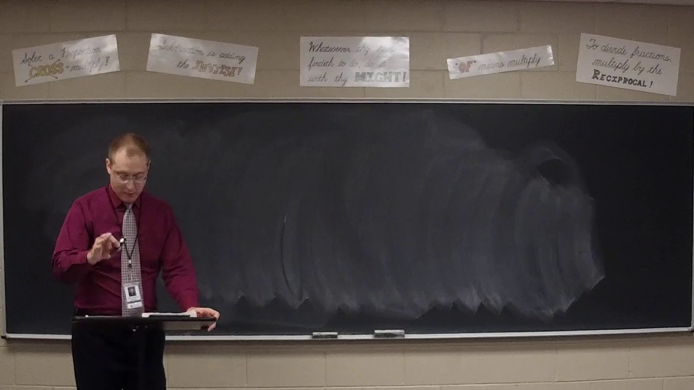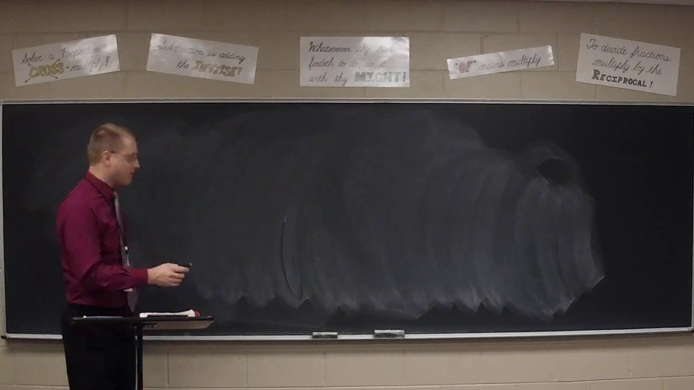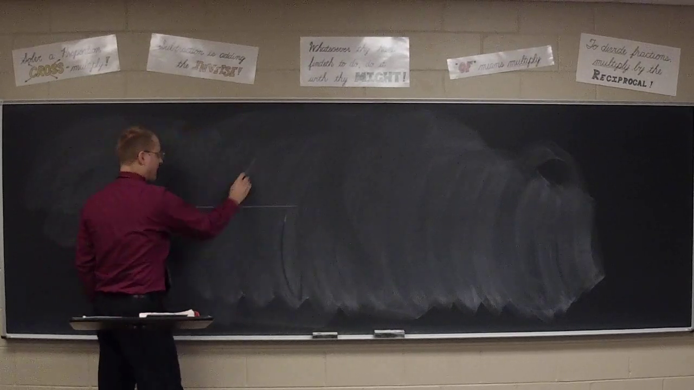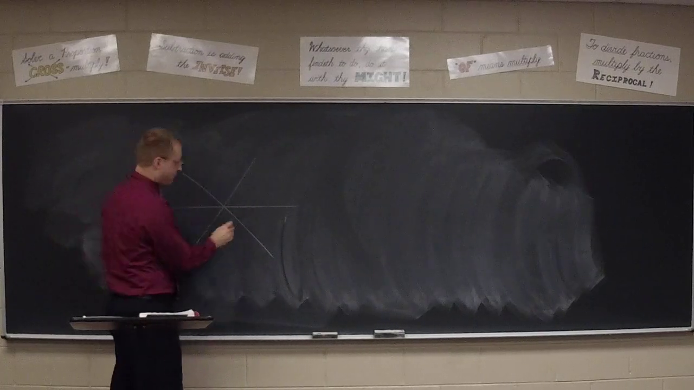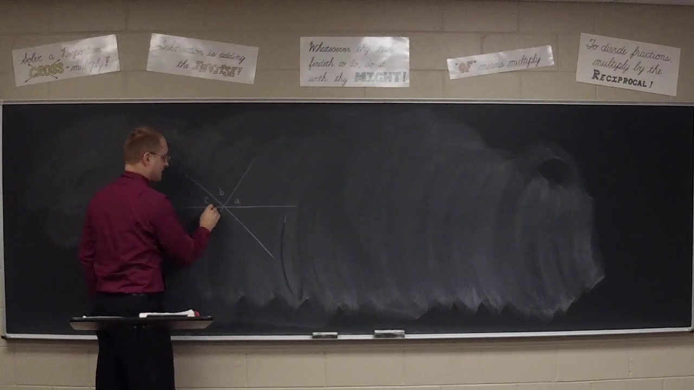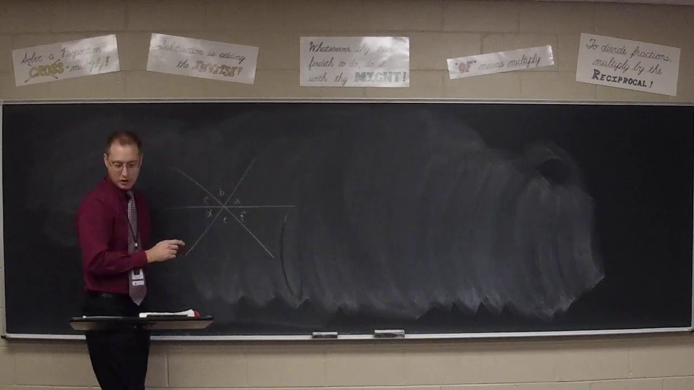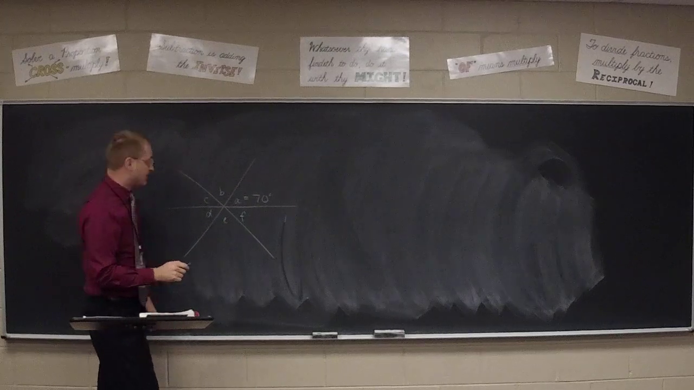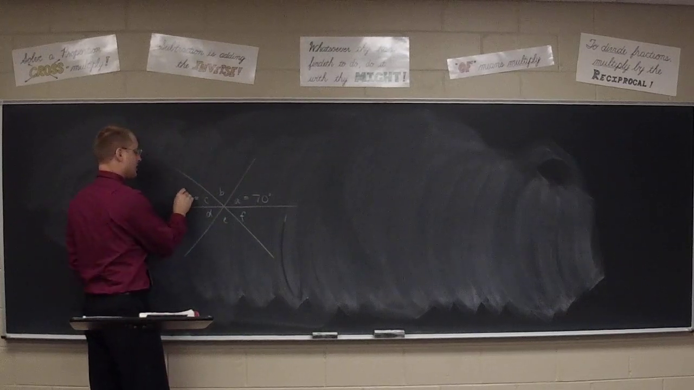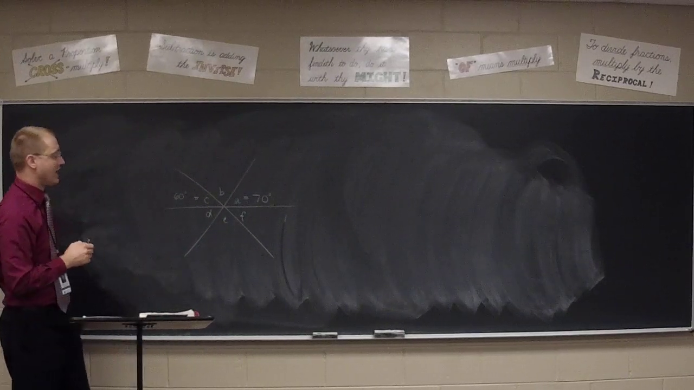Let's jump down to number 10. We'll come back and do number 9 in a moment. They've given us a few straight lines that all intersect at the same point. They told us that we've got these different angles, A, B, C, D, E, and F. And they told us that angle A is 70 degrees, and that angle C is 60 degrees. They want us to find the other angles.